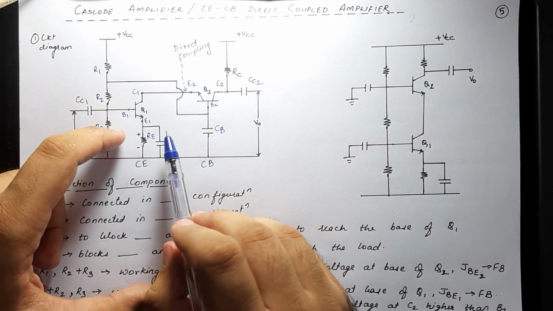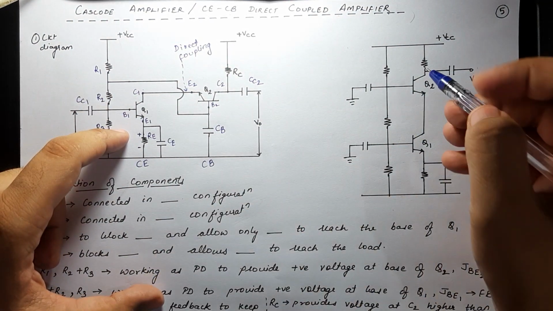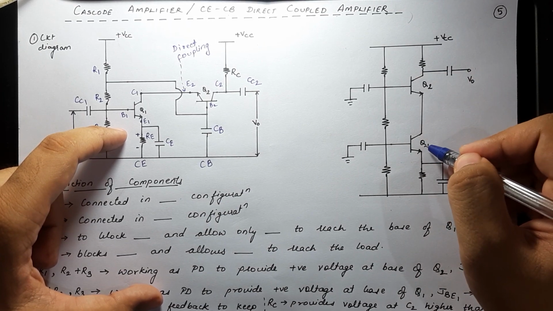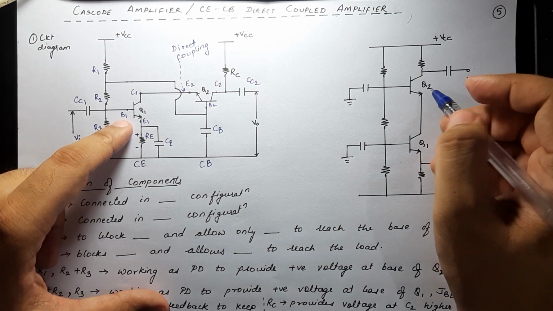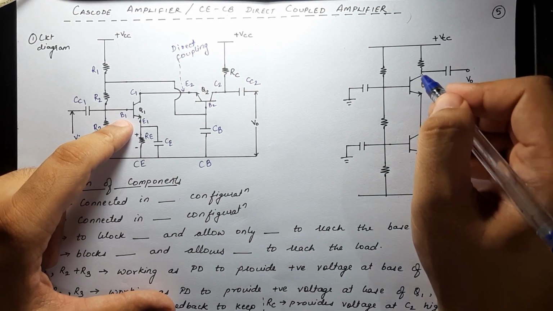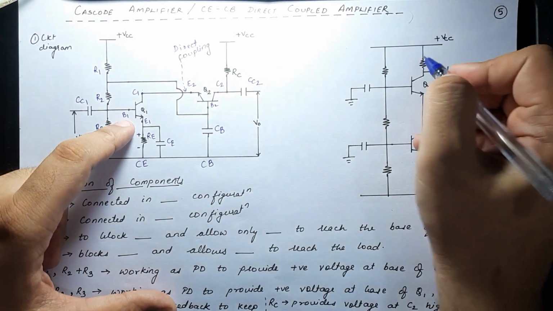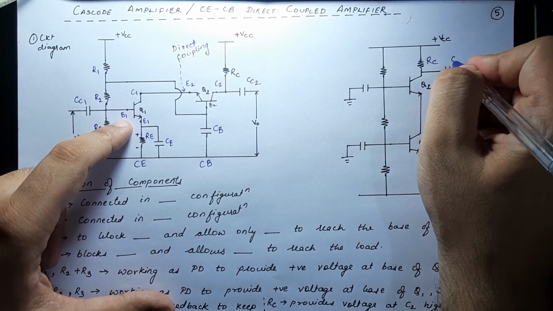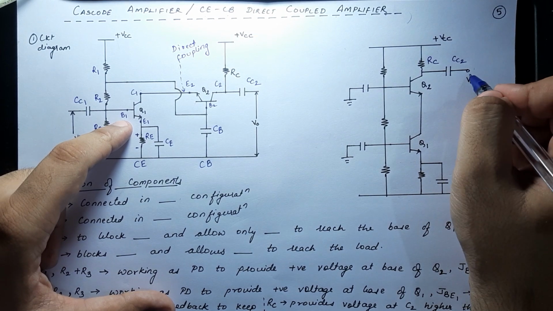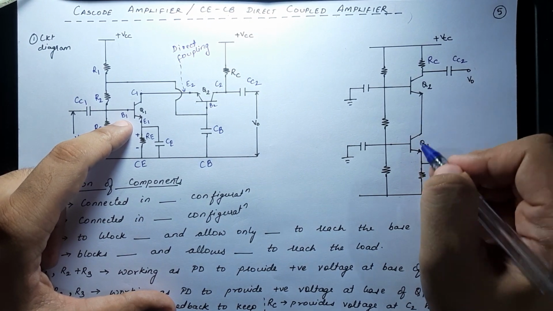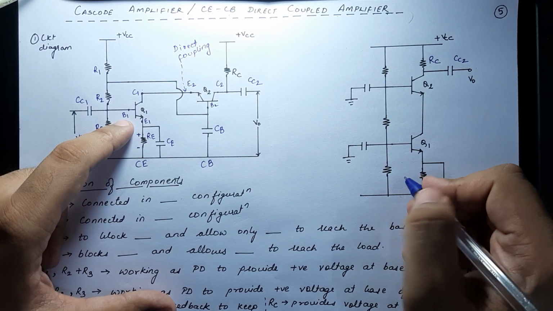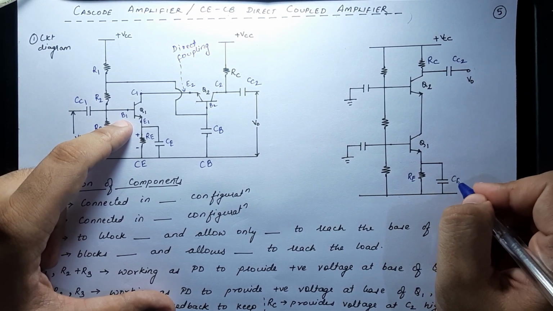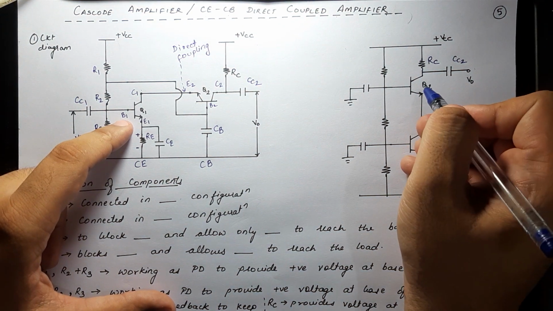Now I'll just redraw this circuit over here. Firstly I have drawn the second transistor in the upper section and the first transistor in the lower section. Q2 is connected to RC and RC is connected to VCC. So this will be my RC, this will be my CC2, and via CC2 I am getting my output VO. Q2 is connected to Q1 and Q1 is connected to RE, which is bypassed by a bypass capacitor CE.